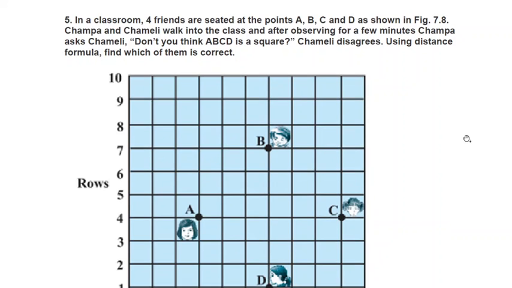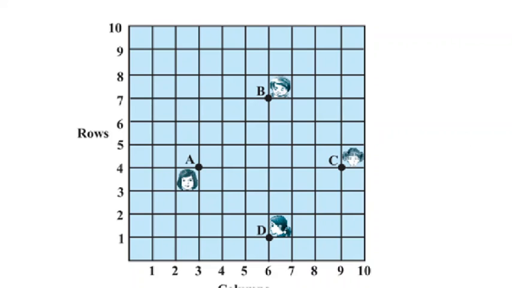Before going to the solution, we have to see the points where A, B, C, D are sitting. There is a graph-like figure here. We will consider this as the x axis and this as the y axis. Now you can see point A. We have to find the coordinates of A. The x coordinate of A is 3, the y coordinate of A is 4. So A is (3, 4).